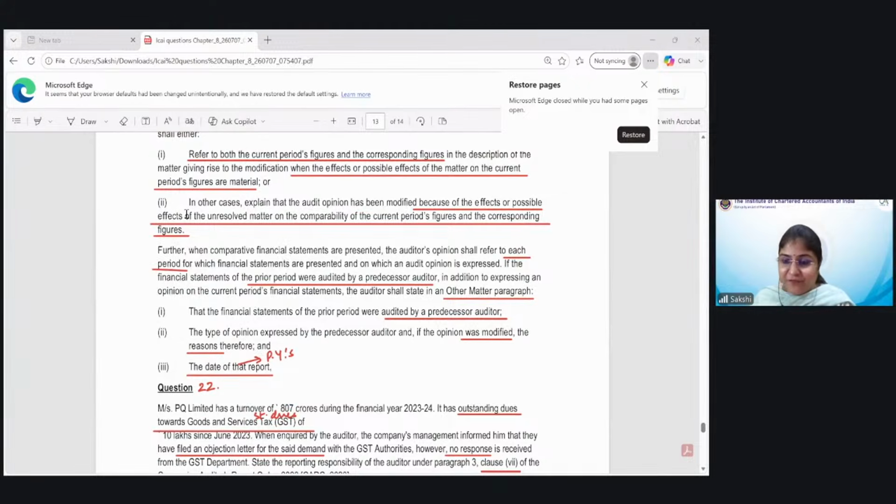See, we all know we will refer to both the financial statements. Why? Because comparative, isn't it? Modification in the previous year will lead to modification in the current year. Okay, since it was audited by a predecessor auditor, he will also, in addition to modification, give the OM paragraph, that is other matter paragraph, stating that the previous year financial statements were audited by the predecessor auditor. Okay, that the type of opinion was modified and the reason for the same, and also the date of the previous year's audit report. Is it clear to all of you?